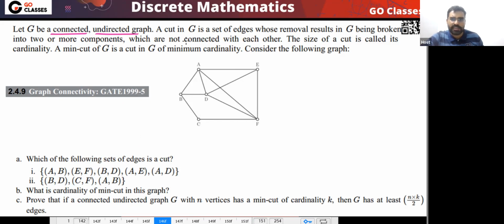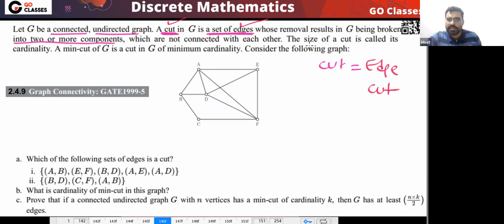G is a connected undirected graph. The definition of cut is given. What is this cut? This cut is a set of edges whose removal will disconnect the graph. So what is cut here? Vertex cut or edge cut? Cut is a set of edges, so here in this question, cut is edge cut, because the question is saying cut is a set of edges whose removal will disconnect the graph.